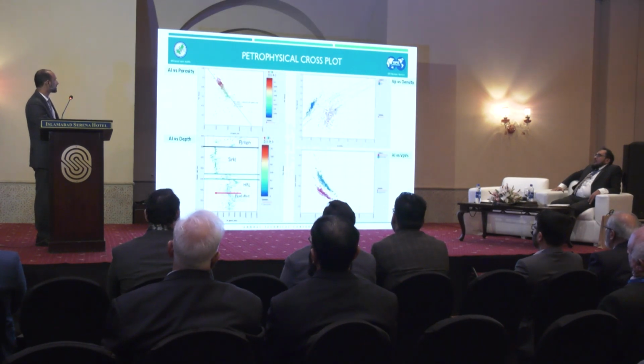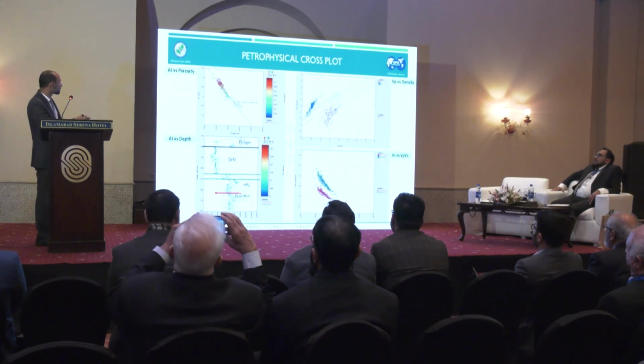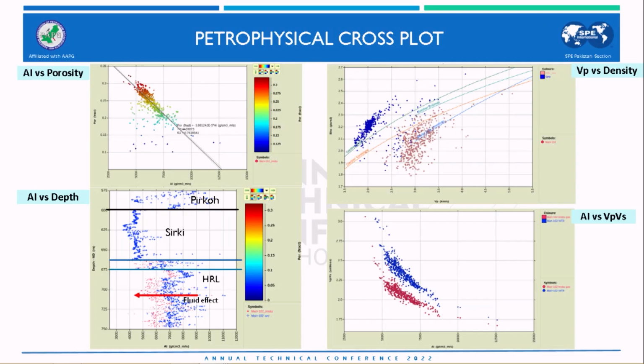Next one is the petrophysical cross plots. So just to show you that there are certain relationships between these cross plots based on the logs. So we have a decent correlation, AI, acoustic impedance, and the porosity, and acoustic impedance with the depth. And on this bottom cross plot, you are seeing two different colors.